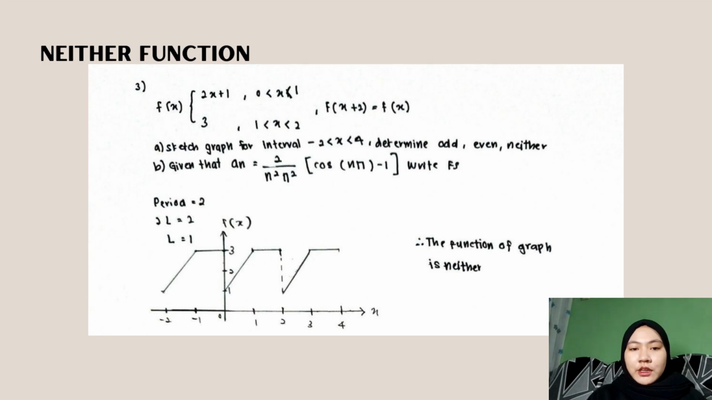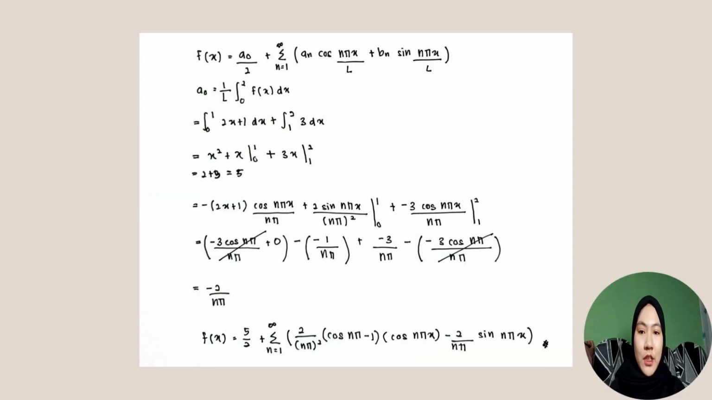For the neither function, we have two equations, which are 0 to 1 and 1 to 2. After that, we have L equal to 1, and we plot the graph, and this is the shape of the function graph for neither. After we know the value of L, we have to substitute in the formula. For the neither formula, we have 1 over L, 0 to 2, function of dx. So 0 to 1, 2x plus 1 dx, plus 1 to 2, 3 dx. We integrate like usual, and we have the answer 5.